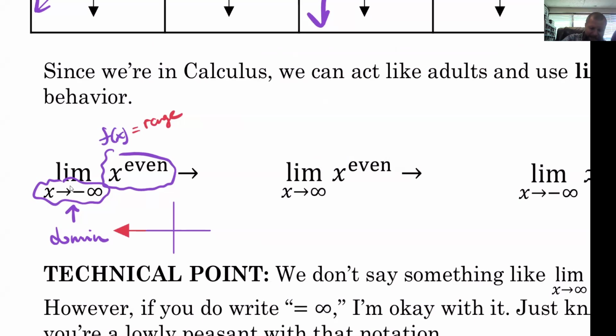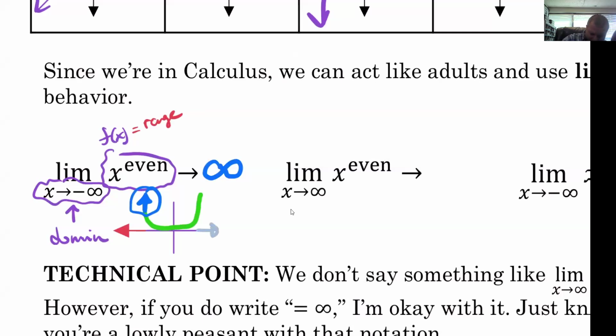So if I have x to some even function, I know an even function looks like this. As x gets big in the negative direction, our function is doing this, going that way. So what y values are those approaching? They're just getting bigger and bigger and bigger. They're approaching infinity.